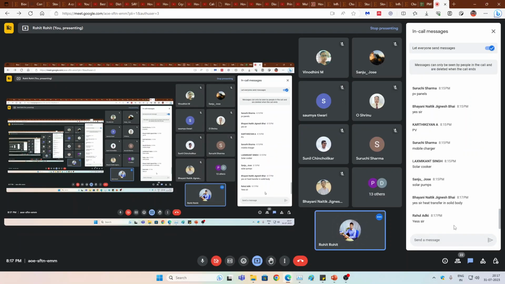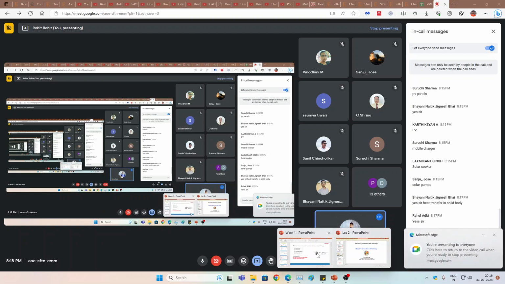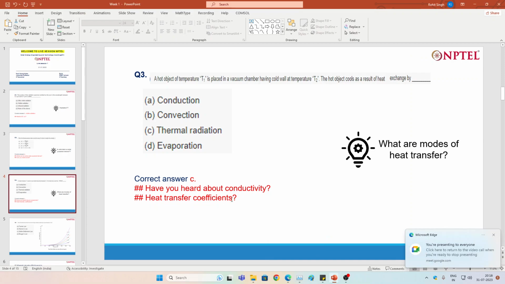Yes, sir. Heat transfer in solid body. Yeah, Naitik has answered. Conductivity is heat transfer in solid body. Basically, when you have conduction, then the conductivity plays an important role. It is basically the heat transfer in the direction of heat flow per unit length, and per unit area also. Rahul Adhikari, yes sir. And heat transfer coefficients are basically used when you talk about convection.